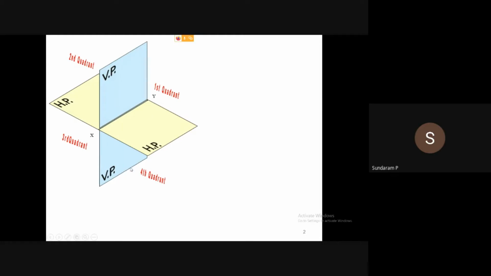Remember that the observer location is always assumed to be on the right hand side of the reference planes. The observer position is a fixed position. If the observer is rotated here and there, we can't arrive at the standard diagram. So the observer position is to be fixed, on the right hand side of the reference planes.